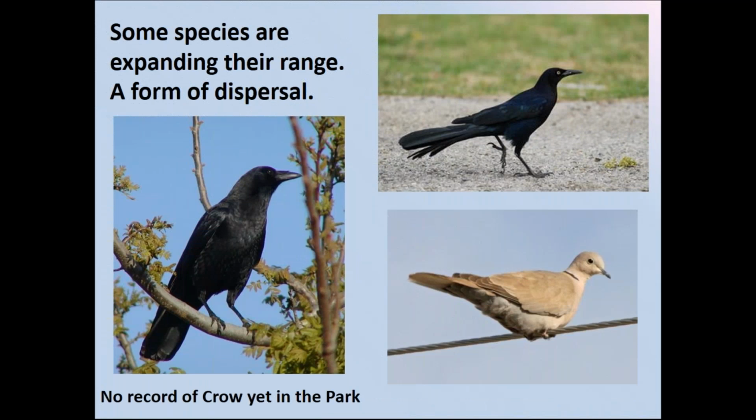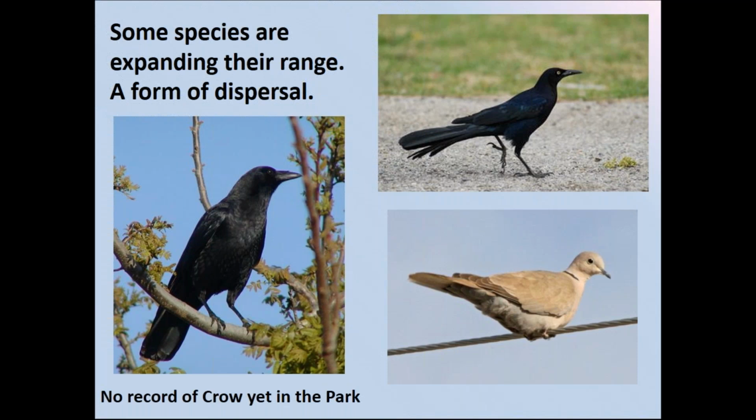Here's a couple of other birds that have been expanding their range over the years and dispersing, you might say. The American crow, which occurs just outside the park. I'm not sure if there's any records in the park yet. Maybe some of you can let me know that. But if we don't have a record in the park yet, we will soon, because they occur in 29 Palms and Joshua Tree in the urban areas. And it's just a matter of time before a few of them fly inside the park boundary, and we can officially put them on the list.